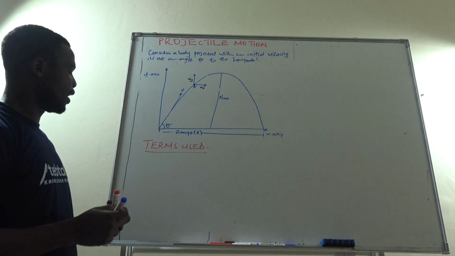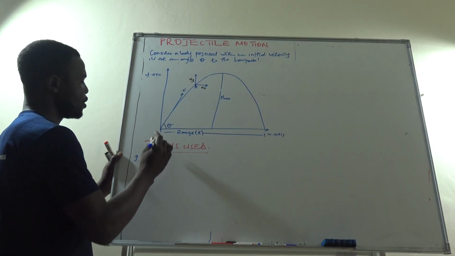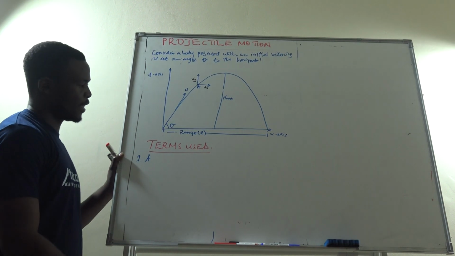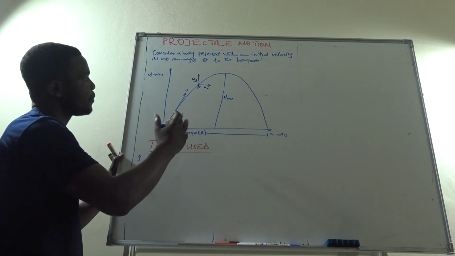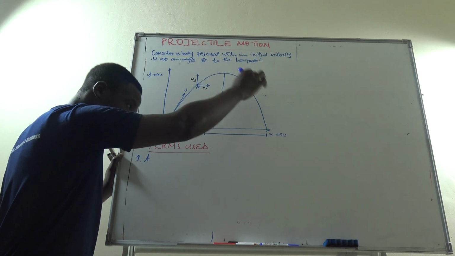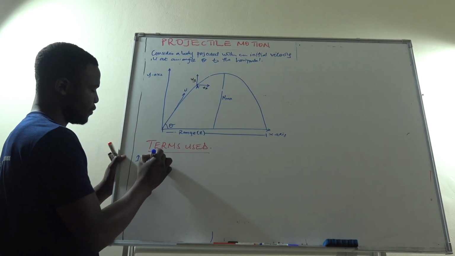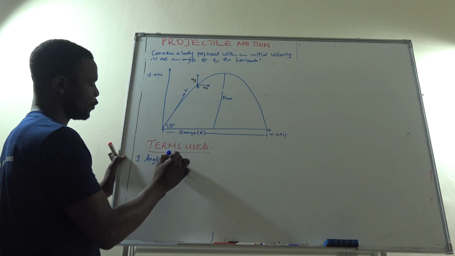Now, let's begin with term number one, and we are going to use the same diagram. We are considering a body that is thrown with an initial velocity u and an angle theta, and we say it takes off in the right direction. So let's begin with the very first term: the angle of projection.